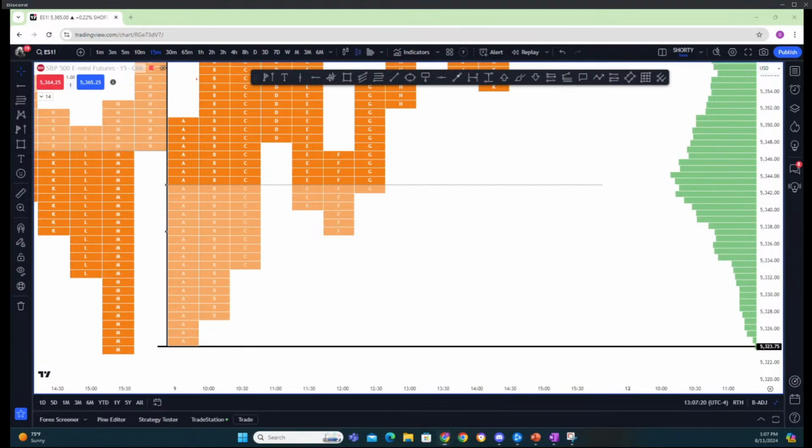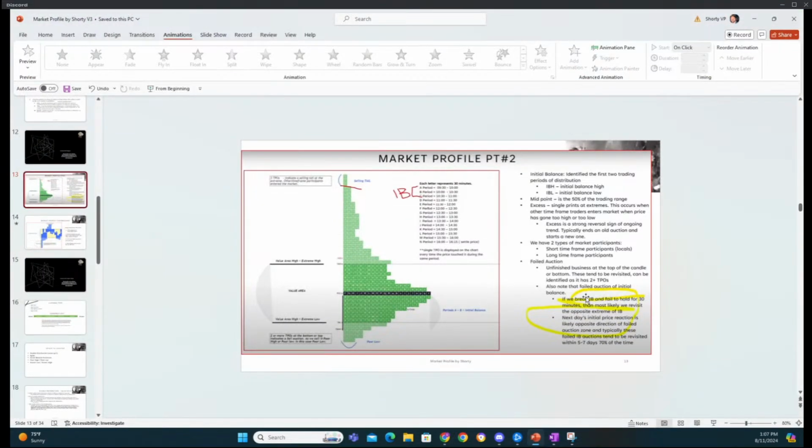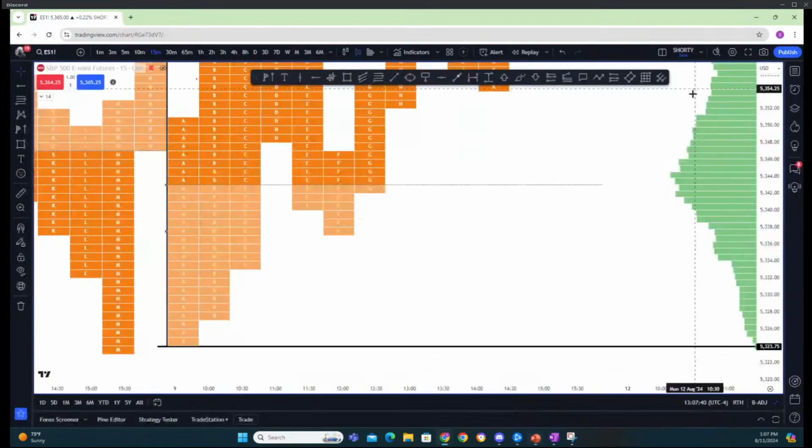And typically, if you go back here on failed IB auction and if we fail to hold the first 30 minutes above it, then most likely we'll revisit the opposite extreme of IB. Next day's initial price reaction is likely opposite direction of failed auction zone. And typically, these failed IB auctions tend to be revisited 5 to 7 days, 70% of the time.